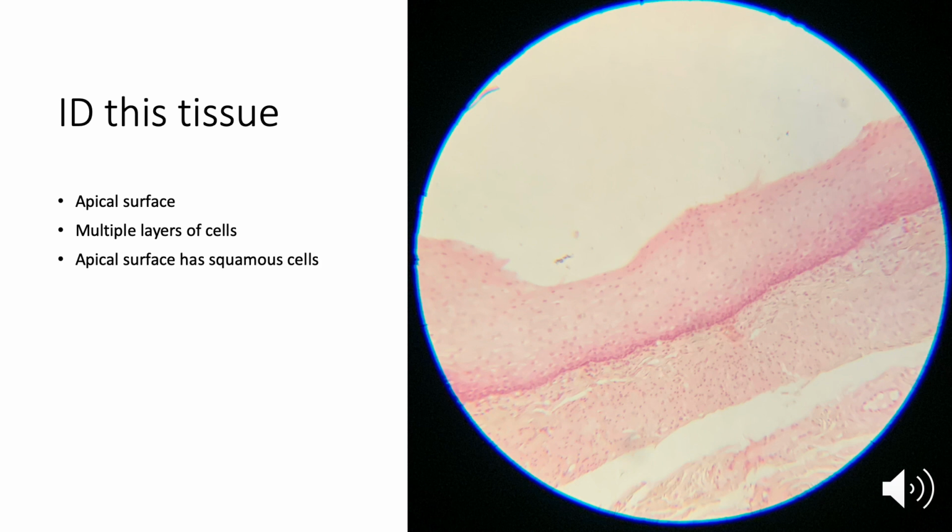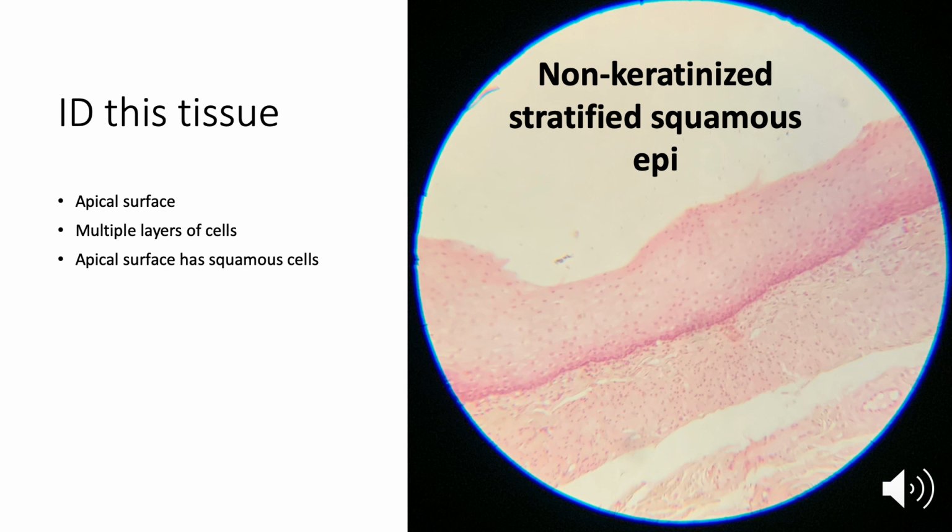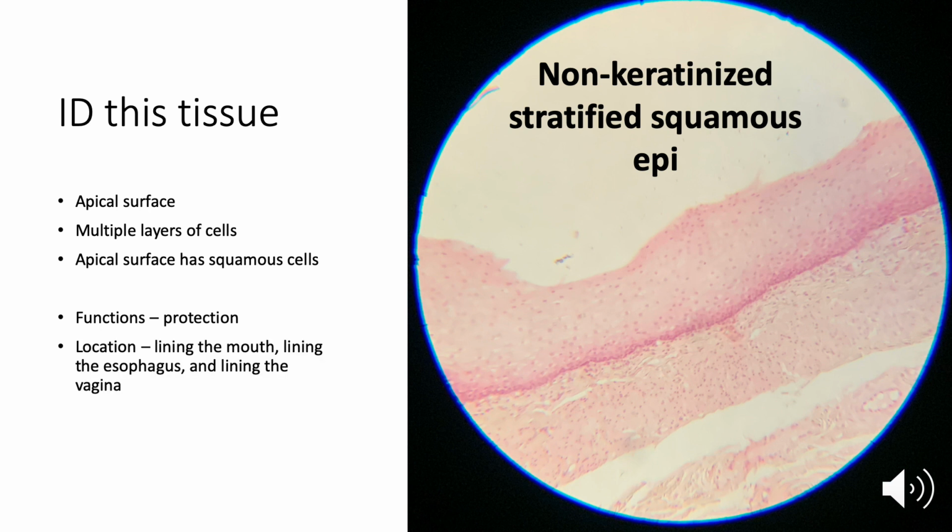epithelium. If I look closely at the apical surface, those cells that I see there are squished and flat, so this must be a squamous epithelium. So it is stratified squamous. Because I don't see that flaky outer layer, this is the non-keratinized stratified squamous epithelium. Like all of our other stratified epithelium, it serves to protect, and it's found lining the internal entryways to our body, lining the mouth, lining the esophagus, and lining the vagina.